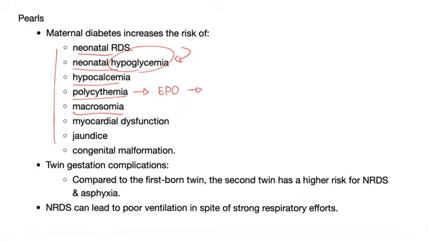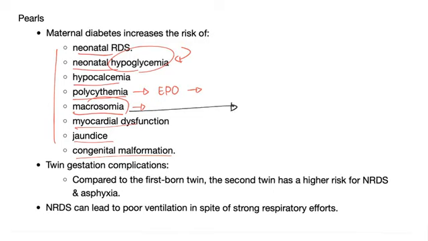This is secondary polycythemia, and it's an absolute polycythemia. It's not a relative one. Macrosomia, this baby has increased body weight. Why? Because insulin feeds the fat. Myocardial dysfunction, jaundice, congenital malformation. Oh, horrible. Macrosomia, insulin feeds the fat.